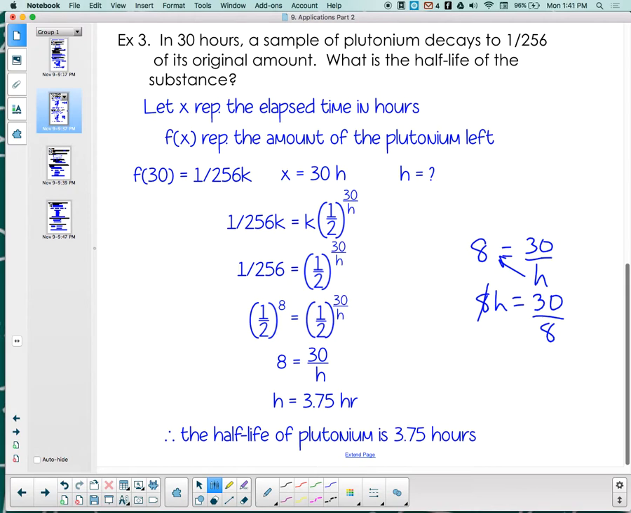The other case is going the opposite, which is the doubling period. So when something doubles in size, so it's getting bigger, exponential growth. How do you think your formula will change with the doubling period? The half will just be a 2. Yeah.